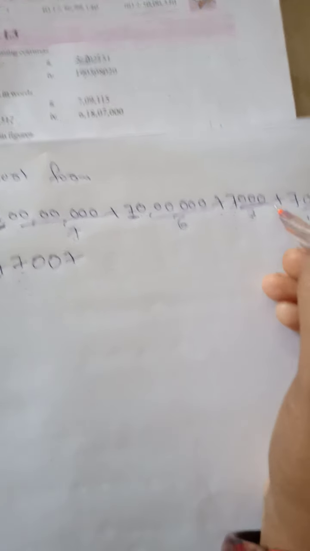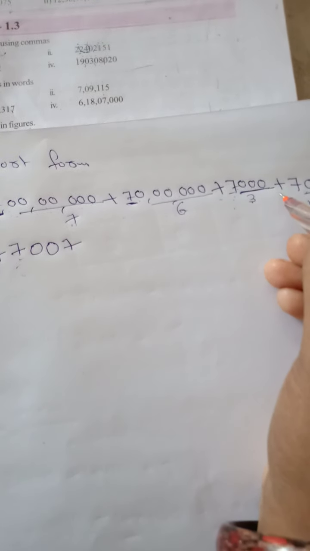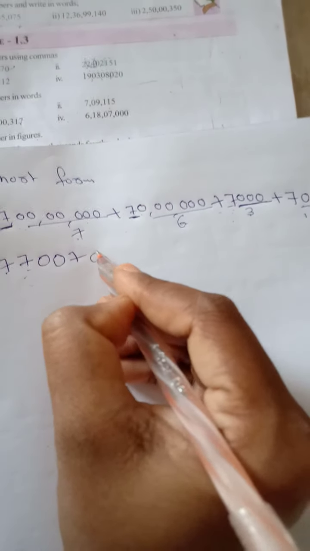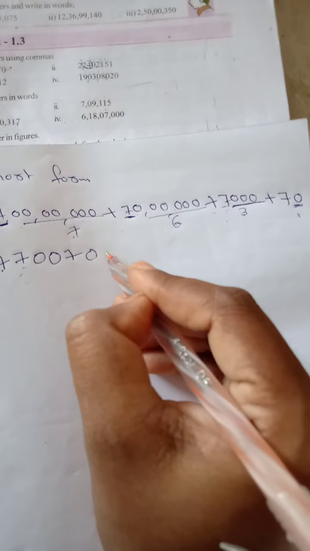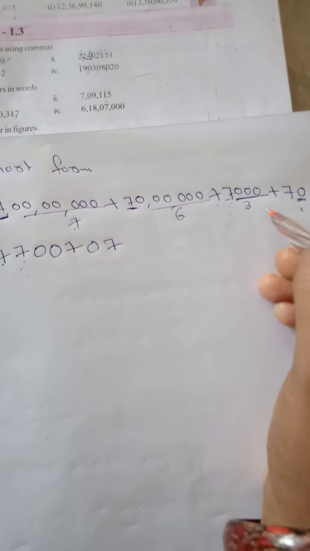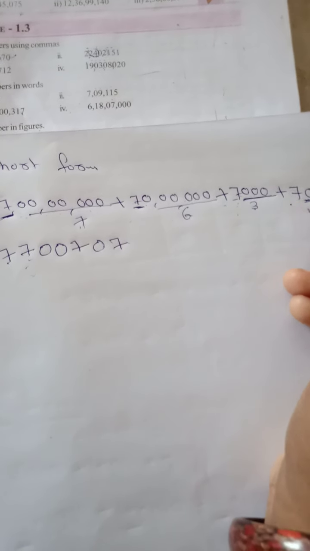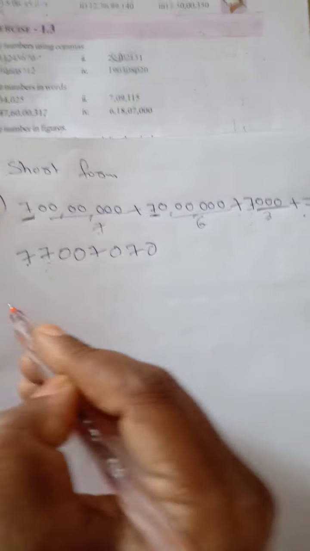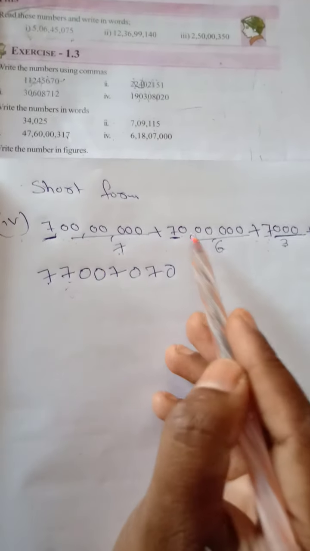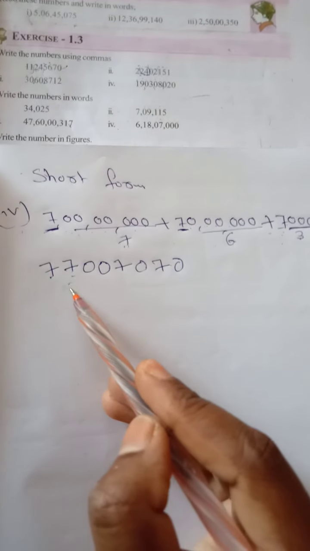So 3 after 2 zeros. But is 2 zeros there? No. So that's why 0. And then after that 1 zero. So 1 zero, in the sense 7. So after 1 zero there is no zero. So this is the 70 tens. So before tens, 1, nothing is there. So 0. So this is the given expanded form of that number.